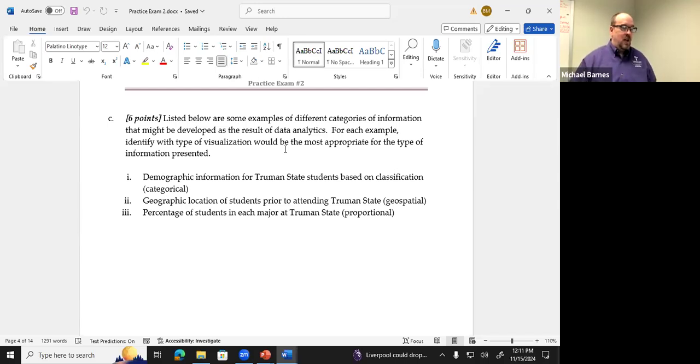All right. Geographic location of students prior to attending the state. This is geospatial data. This is an easy one. Okay. This is a map or a symbol map. Okay. Percentage of students in each major at Truman State, which is proportional data. So what do you guys think on that one? Pie or a donut chart? Okay. The pie chart, fine. Donut chart, fine. The bar chart, not fine. It has to be pie or donut chart.